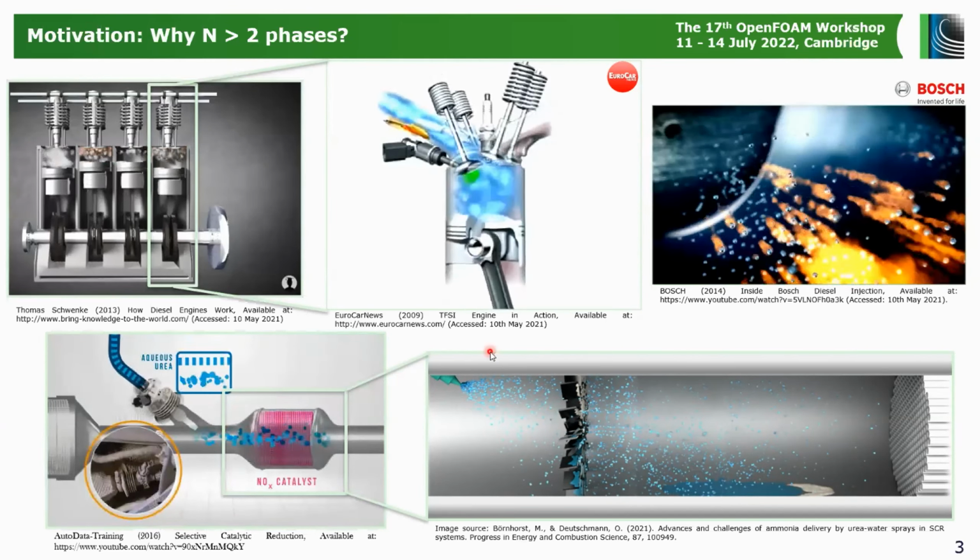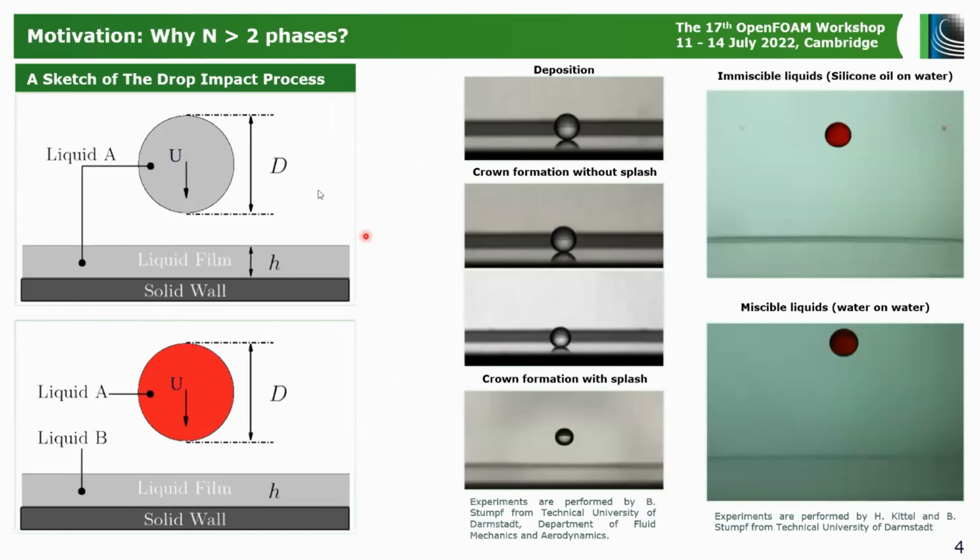So this very complicated process is simplified into a normal drop impact process, where we have a droplet of certain diameter and certain velocity impacting a film of certain thickness. We can have the case that the droplet and the liquid film are of the same liquid, or the case that they are of different liquids, which means that we need to account for the effects of miscibility and immiscibility of the liquids.